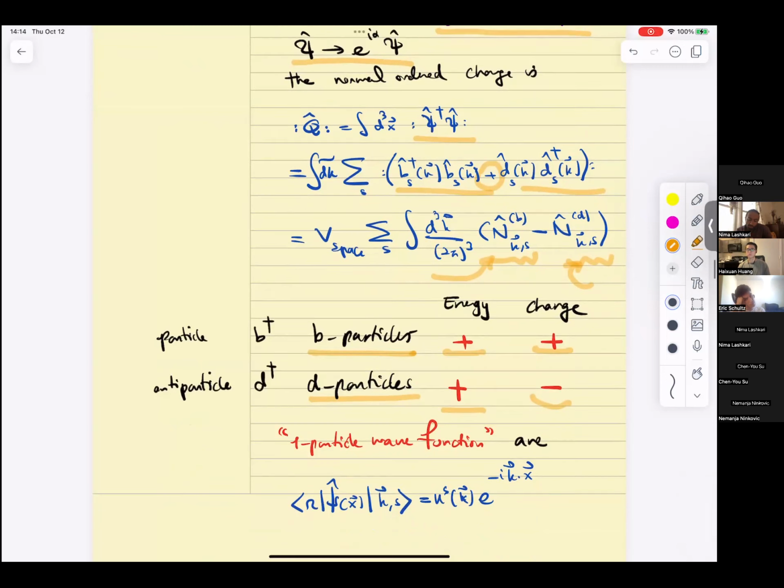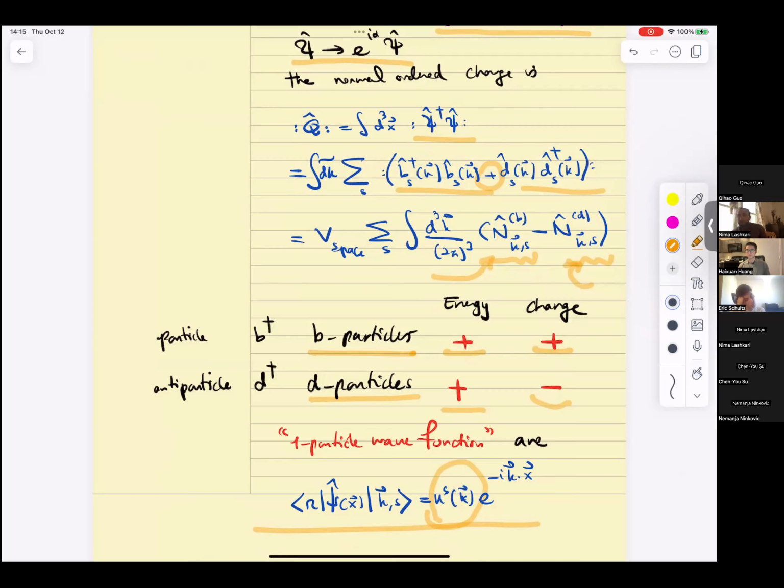The one particle wave function works out the same way. I just wanted to mention it because in the previous lecture we mentioned it. This u of s of k is nothing but the one particle wave function. So every time you get confused about the interpretation of this u of s of k, it's analogous to the wave function.